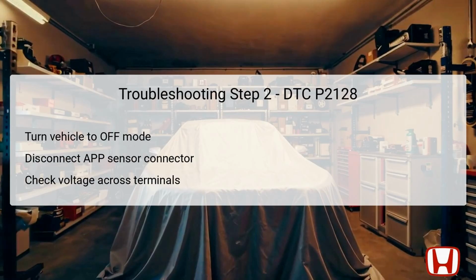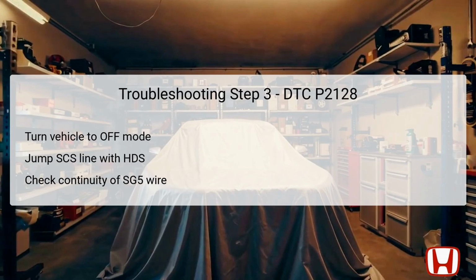Measure the voltage between test points 1 and 2 on the APP sensor 6P connector. The first test point corresponds to connector number 1, and the second corresponds to connector number 2. If the measurement is approximately 5.0 volts, this indicates that the APP sensor is faulty and should be replaced. If not, proceed to further diagnostics.